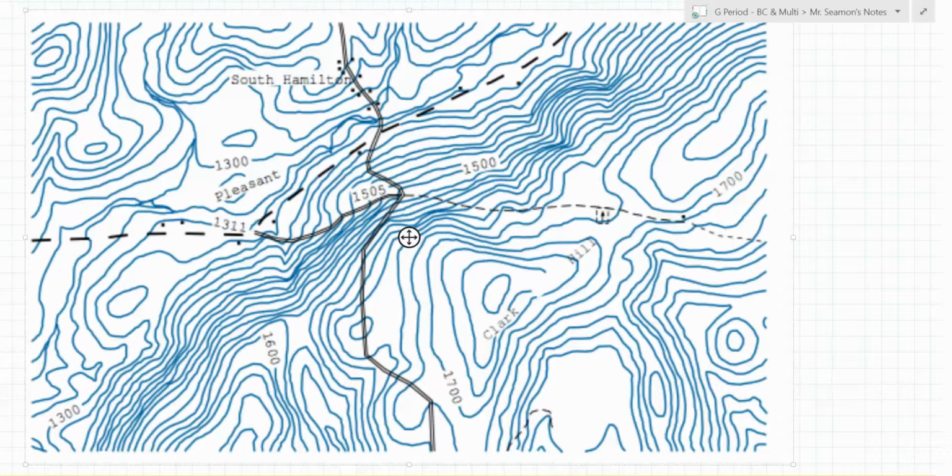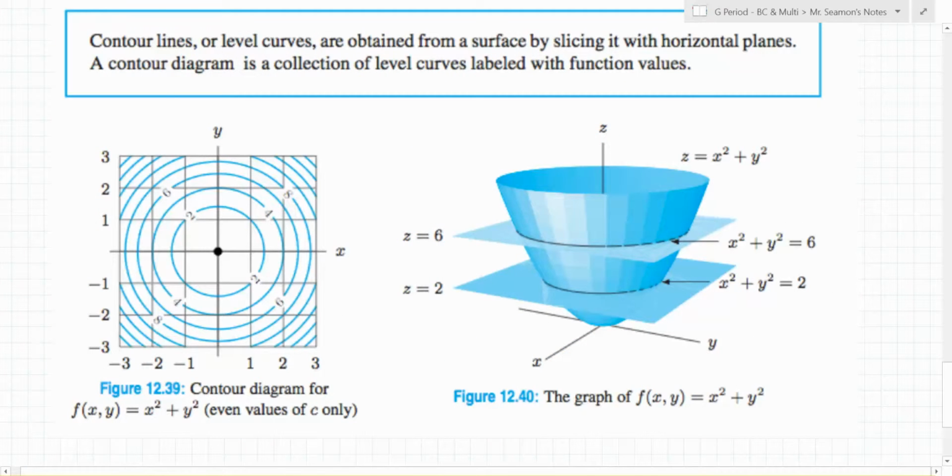Okay, sit down. Lines, or level curves, that's another name for it, are obtained from a surface by slicing it with horizontal planes. A contour diagram is a collection of level curves labeled with function values.